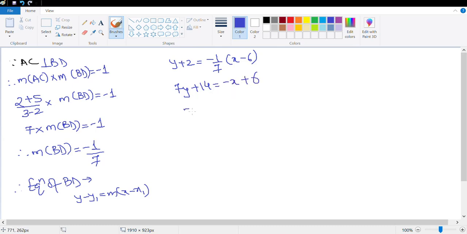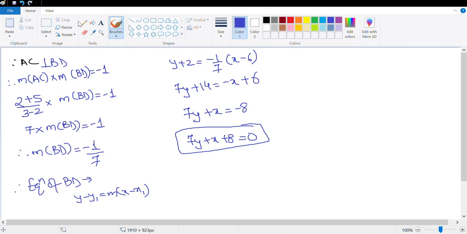Let's take x on one side. So 7y plus x is equal to 6 minus 14. That's negative 8. I can also write this as 7y plus x plus 8 is equal to 0. Perfect. So let's look at the next question.